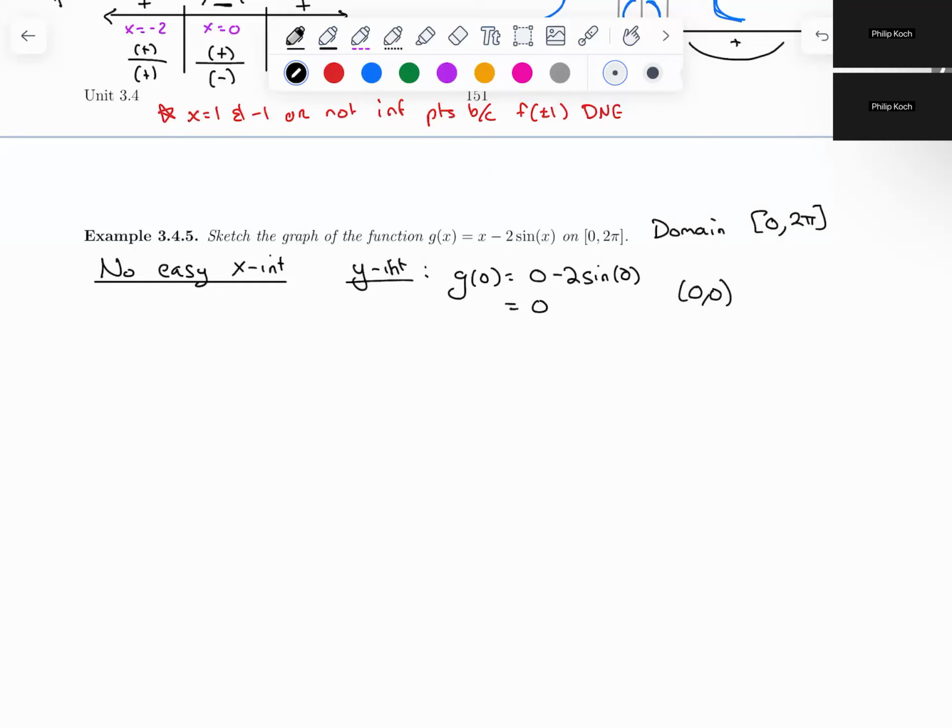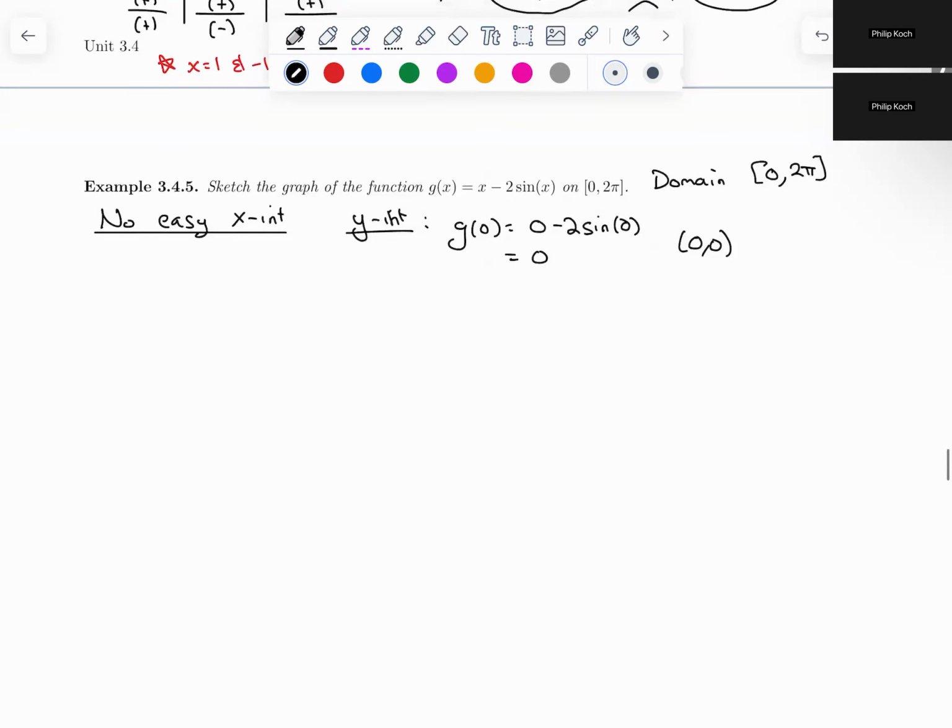Vertical asymptotes, there are none, because this isn't like tangent. Tangent has vertical asymptotes. Secant and cosecant do, but sine doesn't and x doesn't. So no vertical asymptotes, no horizontal asymptotes either. So we can move on to the increasing, decreasing, and so on and so forth.